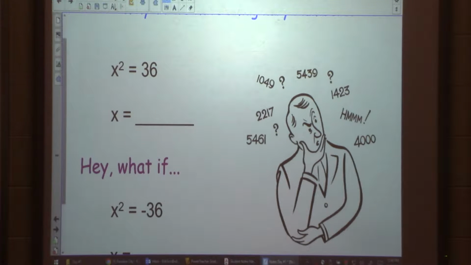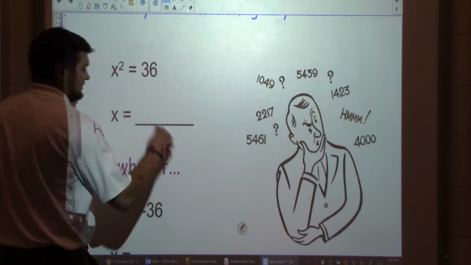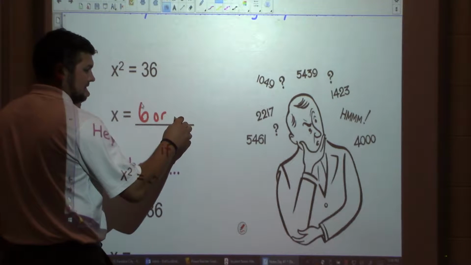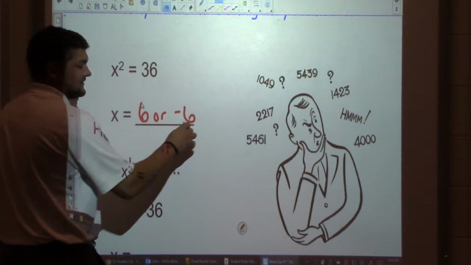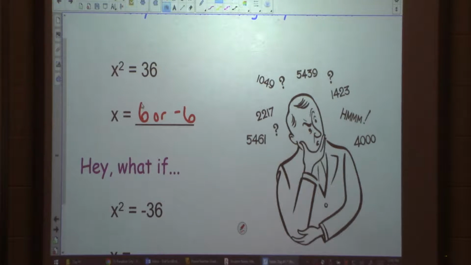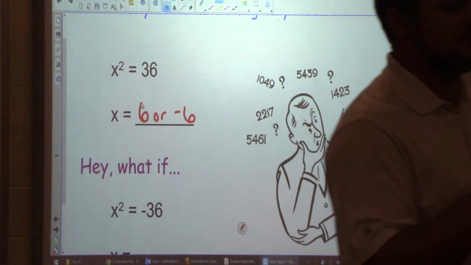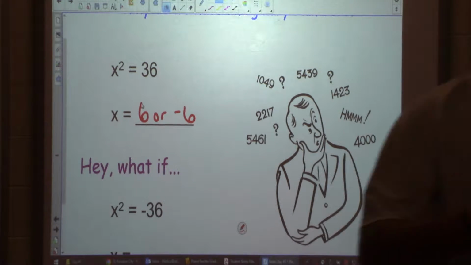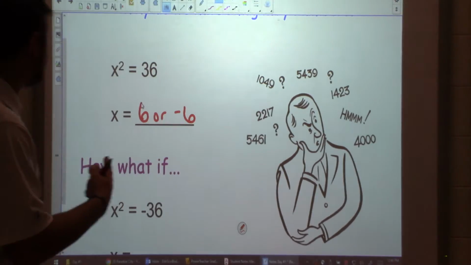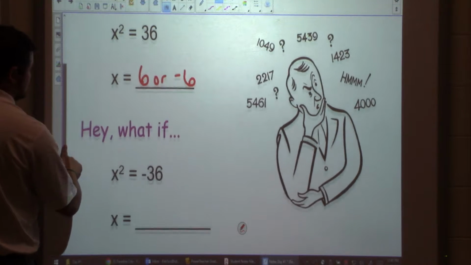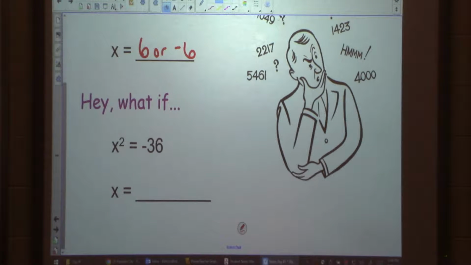Well, x squared equals 36 is the same as what? x equals 6 or negative 6. When we get into day 3 and we're solving these, we're going to have both answers. Today we're going to simplify them, and we're just going to deal with the positive answers, okay? So 6 or negative 6. What if we said x squared equals negative 36? What would x equal? 6i. We'll get there.